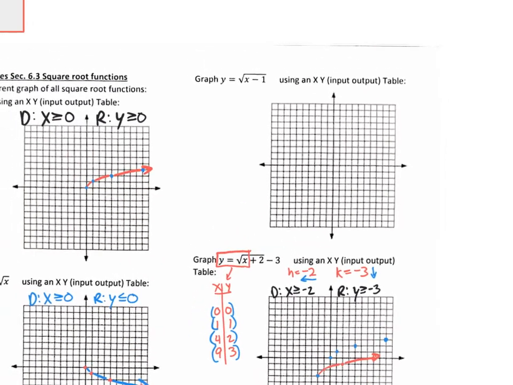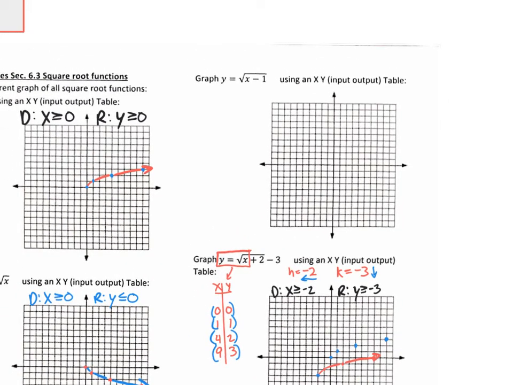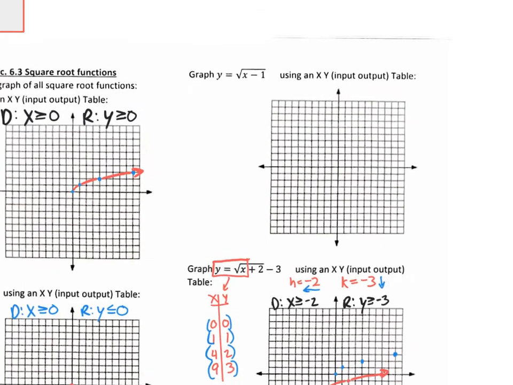You identify h and k, ignore h and k, get your coordinates, and then shift them according to your h and k. All right? Is that the only way to do it? No. But that's the way I want you to practice it, at least for right now.